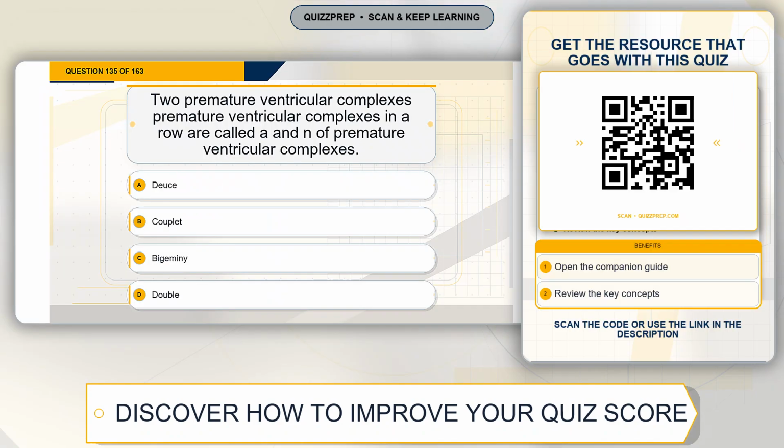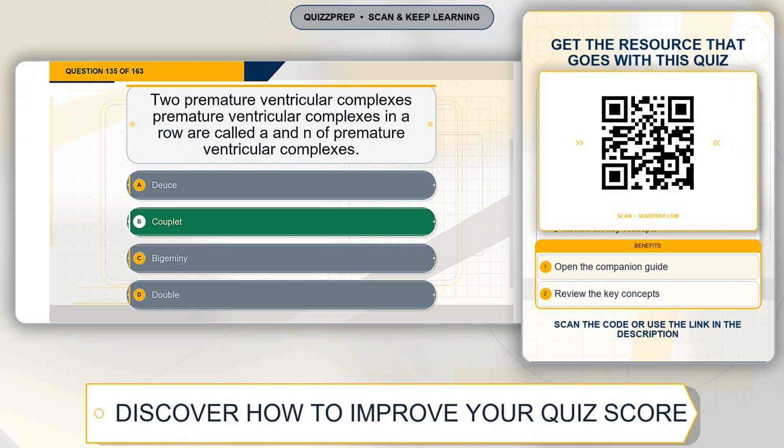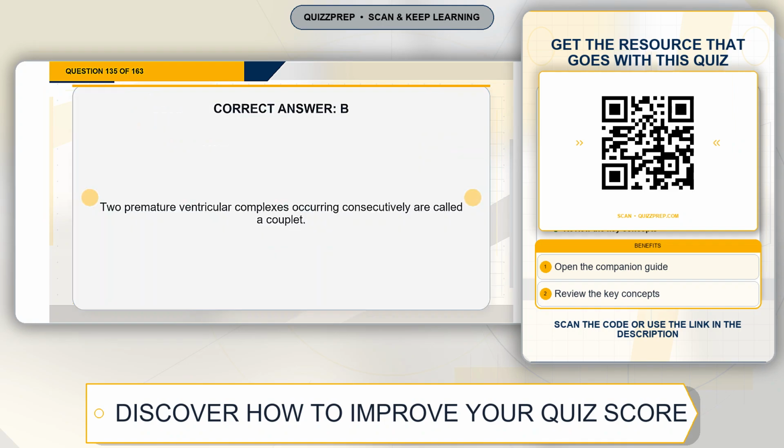Question 135. Two premature ventricular complexes in a row are called a blank of premature ventricular complexes. Option A, deuce. Option B, couplet. Option C, bigeminy. Option D, double. The correct answer is option B, couplet. Explanation. Two premature ventricular complexes occurring consecutively are called a couplet.